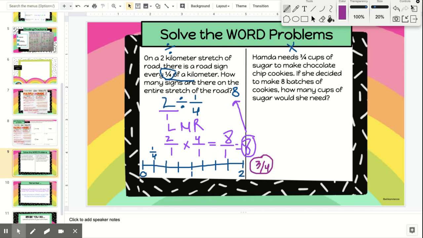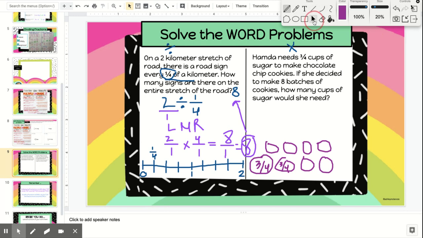Okay, but Hamda wants to make more than one batch of cookies. She actually wants to make 8 batches of cookies. So here's a total of 4, 5, 6, 7, 8 batches of cookies. So this batch needs 3/4 cups of sugar. This batch needs 3/4, and so on for every batch. As you can see, Hamda's going to need quite a bit of sugar to make these cookies. So that should tell you when you're looking for a total, that tells you it is a multiplying problem.